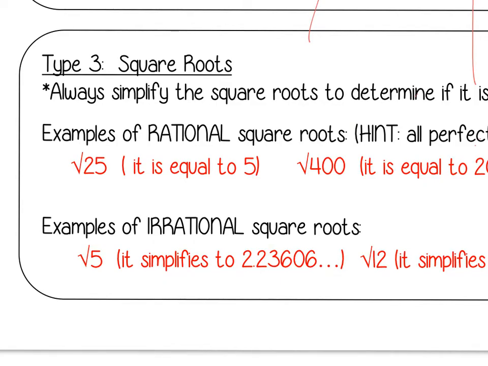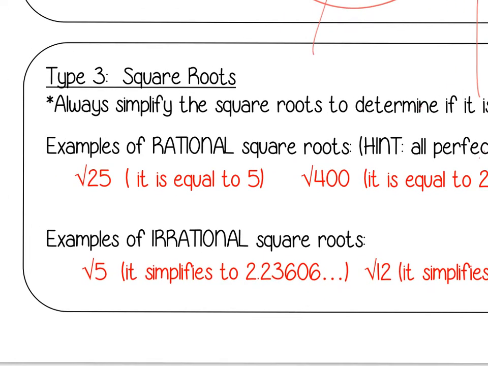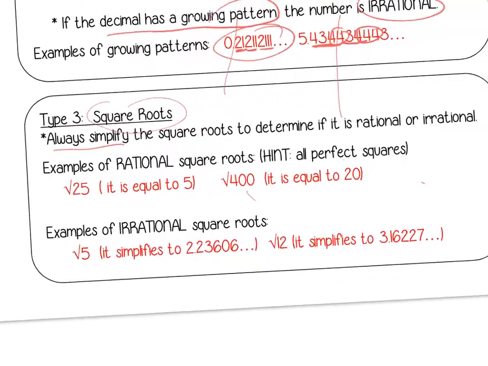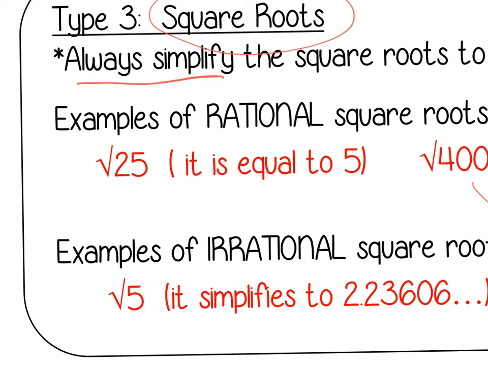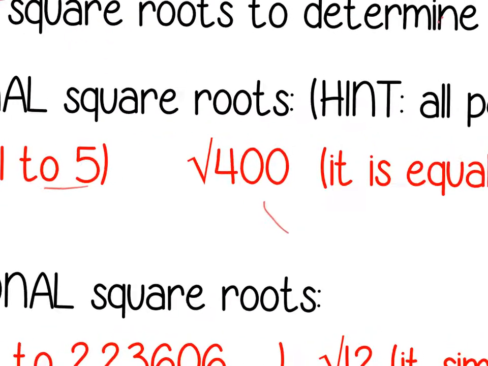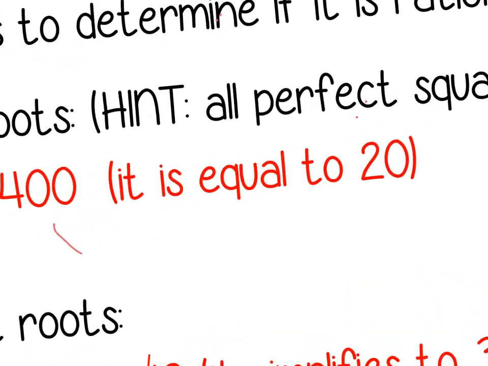Now, what is neat is we've been dealing with the type 3 of numbers, and those are square roots. What we always should do is simplify the square roots to determine if it is a rational or irrational number. So here are some examples. You all know by now the square root of 25 is equal to 5. That is definitely a rational number because you know how it ends. Then the square root of 400 is equal to 20. That is definitely a rational number. You know how it ends.